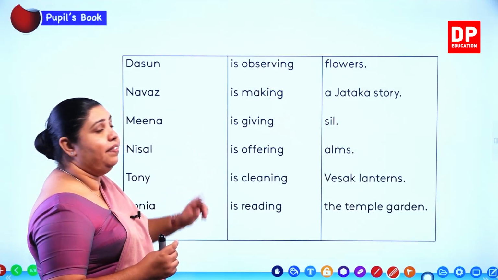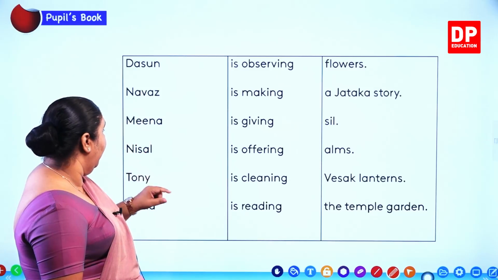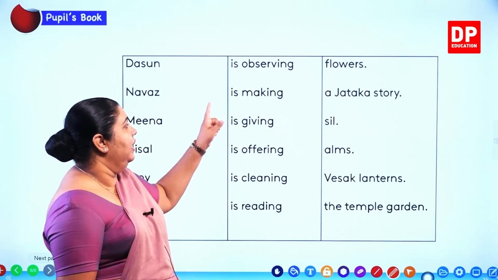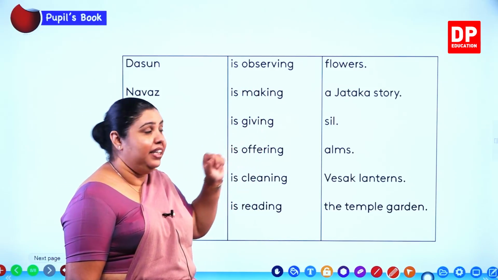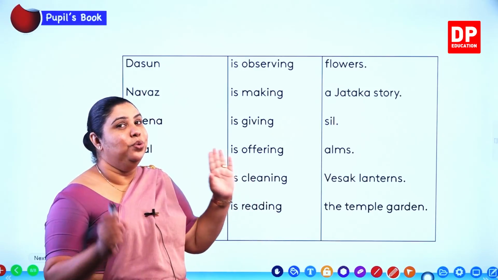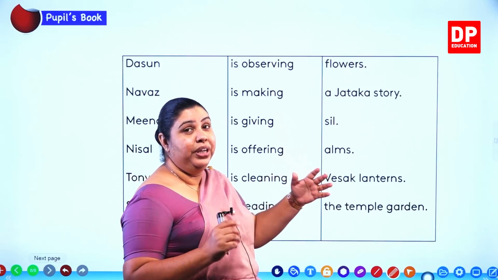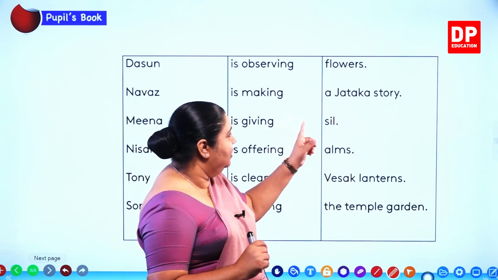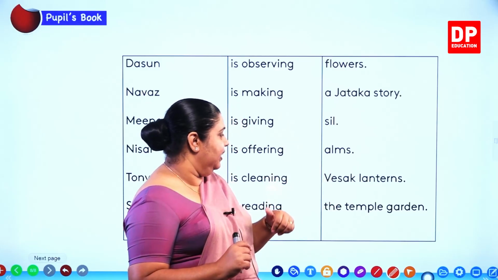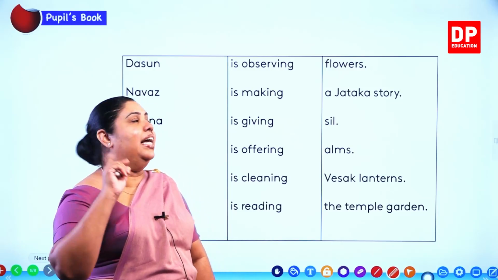So now accordingly we have to match them. We have the words Dasun, Nawaz, Meena, Nisal, Tony and Sonia. Then we have is observing, is making, is giving, is offering, is cleaning, is reading. Now you know the verbs. Now we will see what they are doing with the verbs. Flowers, a Jataka story, sil, alms, Vesak lantern, the temple garden. Okay, now we are going to match them with the verbs and the things that they do.